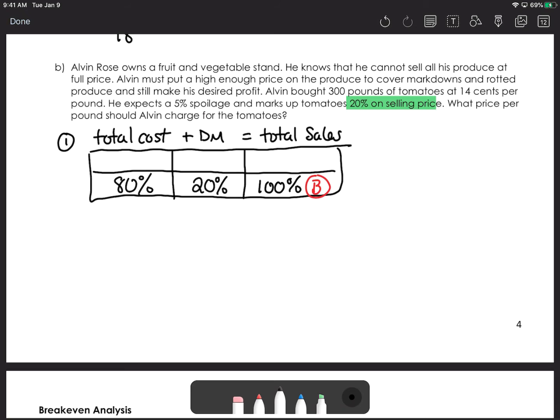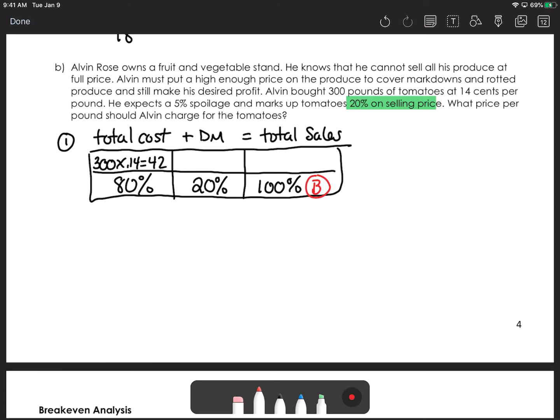Okay, now we got to figure out the total cost. It says that he bought 300 pounds of tomatoes at 14 cents per pound. So to find out in total how much this cost him, we're going to take 300 times 14 cents. And when we multiply that out, we're going to get $42. So his total cost is $42.